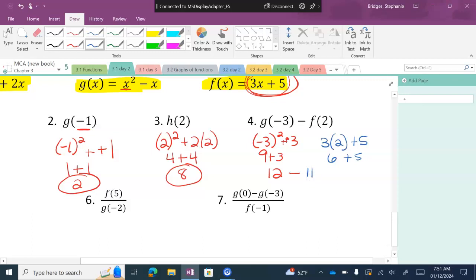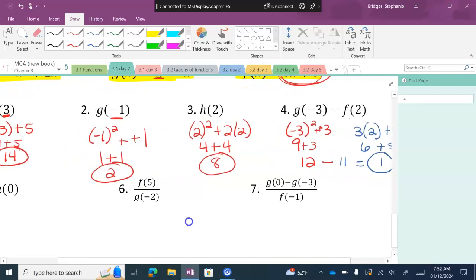And so then I just perform the operation. G of negative 3 was 12. F of 2 was 11. So now I just need to subtract: g of negative 3, 12, minus f of 2, which is 11. And that gives me a value of 1. Does that kind of make sense?